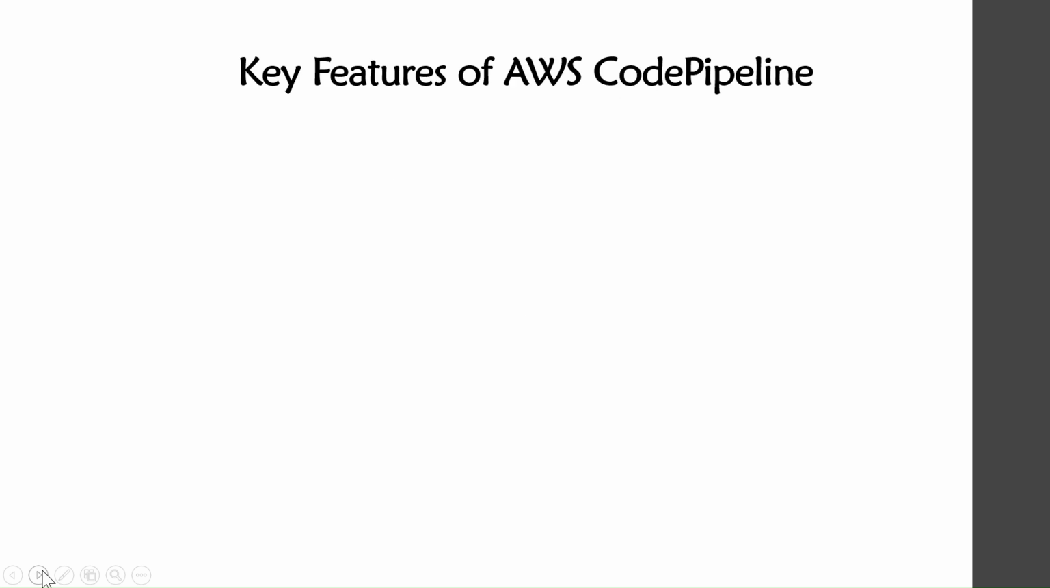So what are the key features of AWS CodePipeline? First is the automation of the CI/CD process. AWS CodePipeline automates the entire continuous integration and continuous delivery workflow, reducing the need for manual intervention. This includes automating the build, test, and deployment stages, making it easier to deliver applications quickly and reliably.